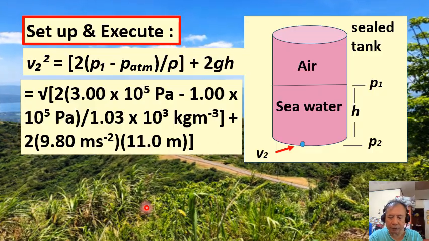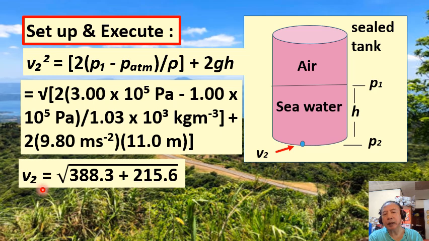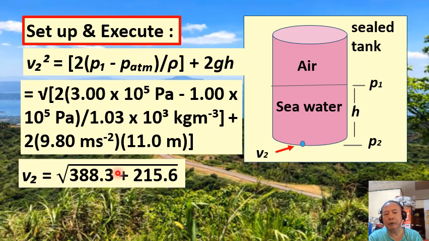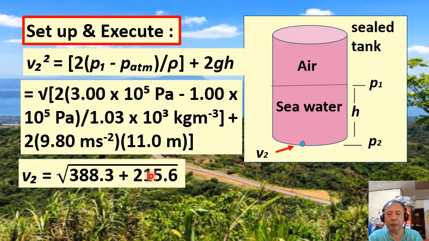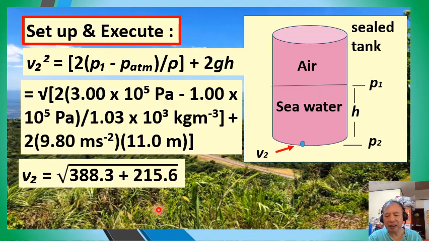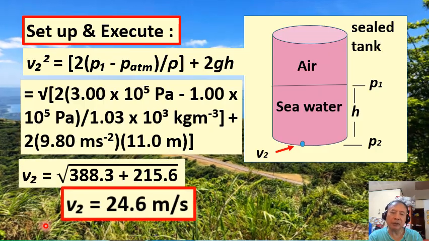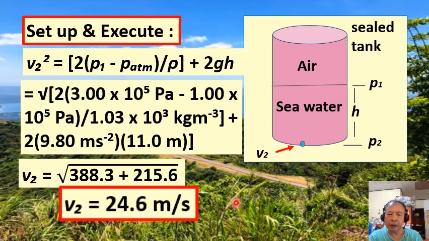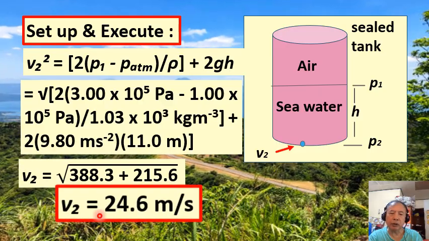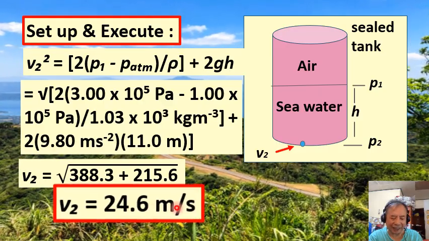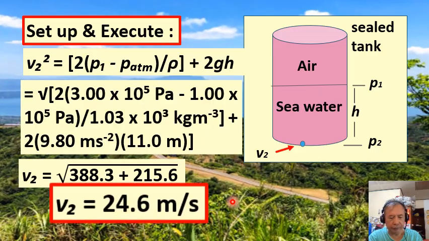So when we do our math, we get v sub 2 equal to the square root of 388.3 plus 215.6. And finally, we get the value of the speed of seawater flowing out of the hole, or v sub 2, equal to 24.6 meters per second in three significant figures.